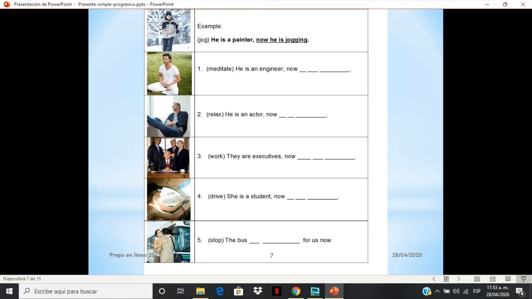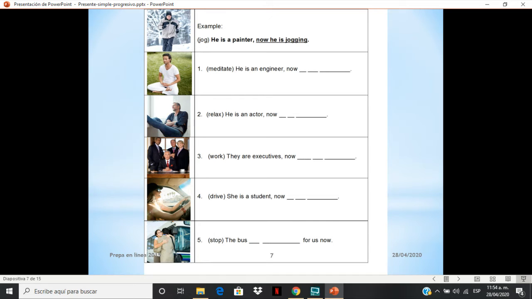He is an engineer. Now, do you remember the structure for this tense? It is the subject, the verb be, the gerund, and the complement. So you have the verbs in parentheses or brackets. That's how you are going to make your examples. He is an engineer. Now he is meditating.